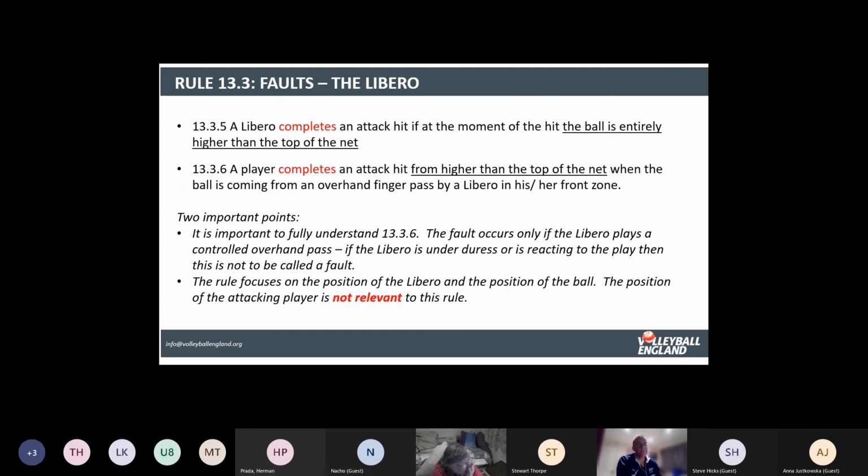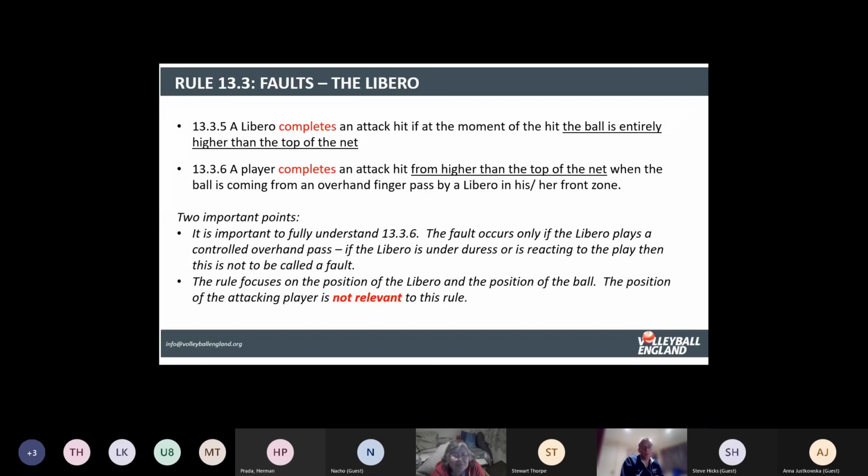So the libero. Let's just think. The libero completes an attack hit if at the moment of the hit the ball is entirely higher than the top of the net. We've talked about that one. And then we have the player completes an attack hit from higher than the top of the net when the ball is coming from an overhand finger pass by a libero in his or her front zone.